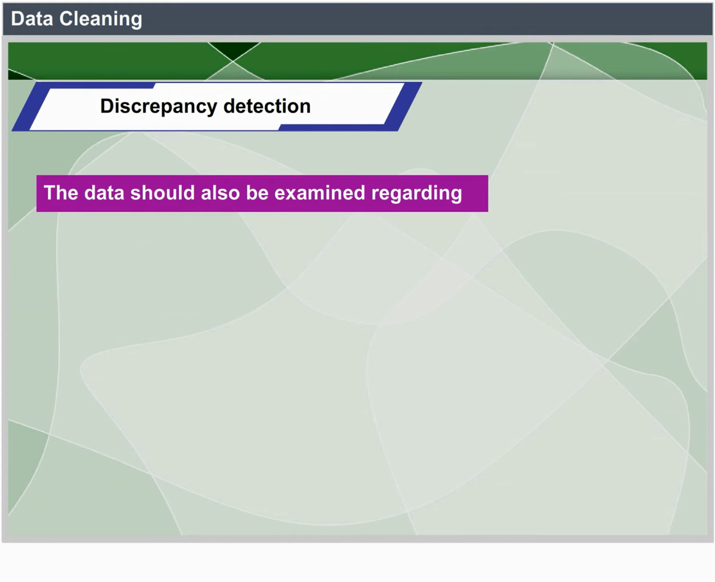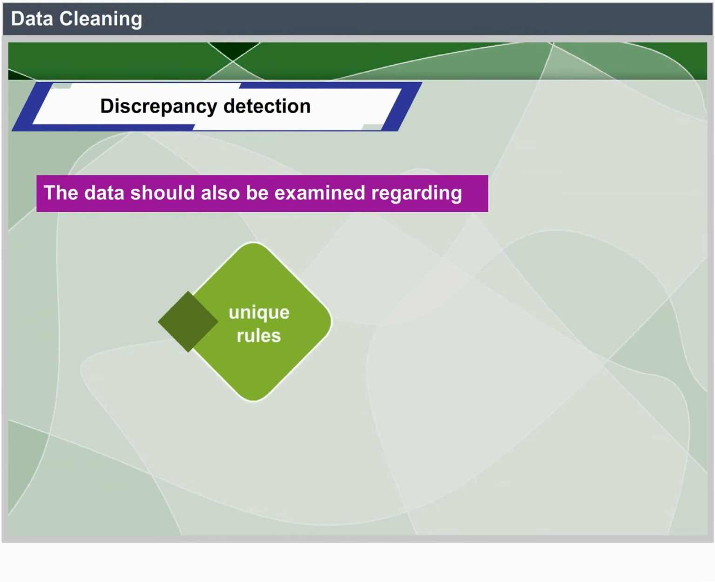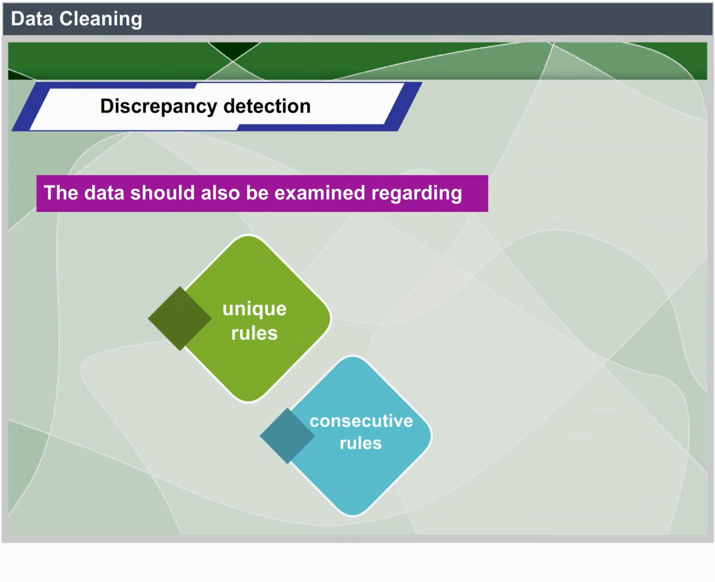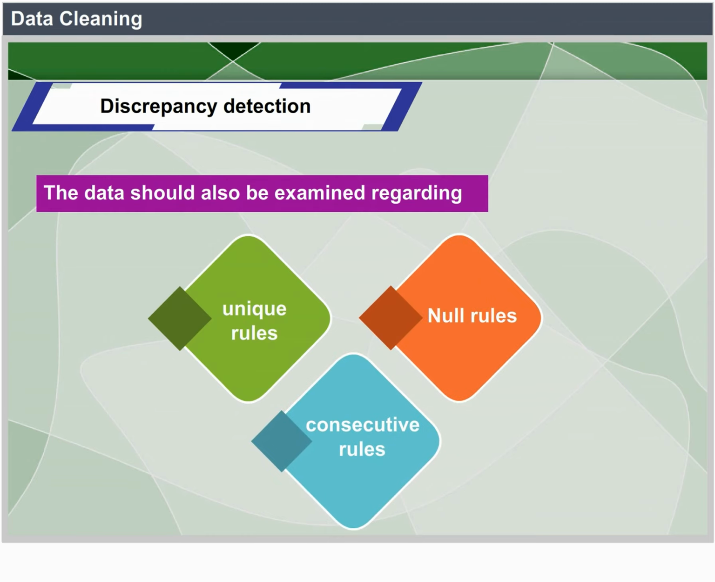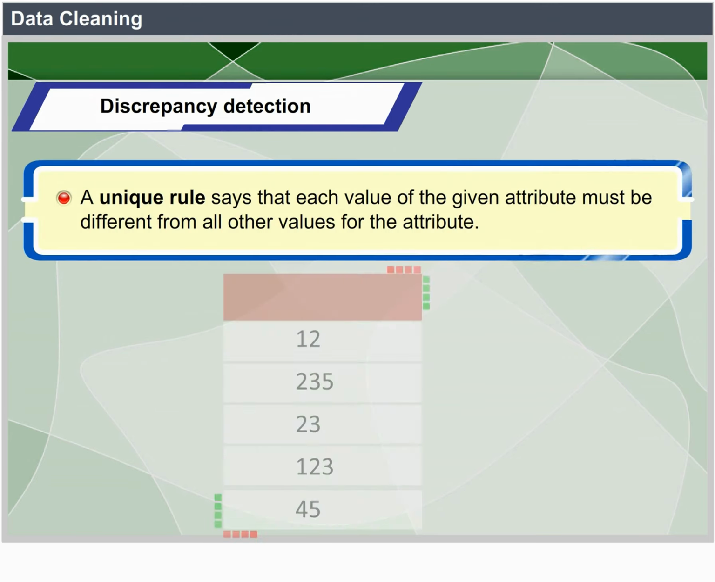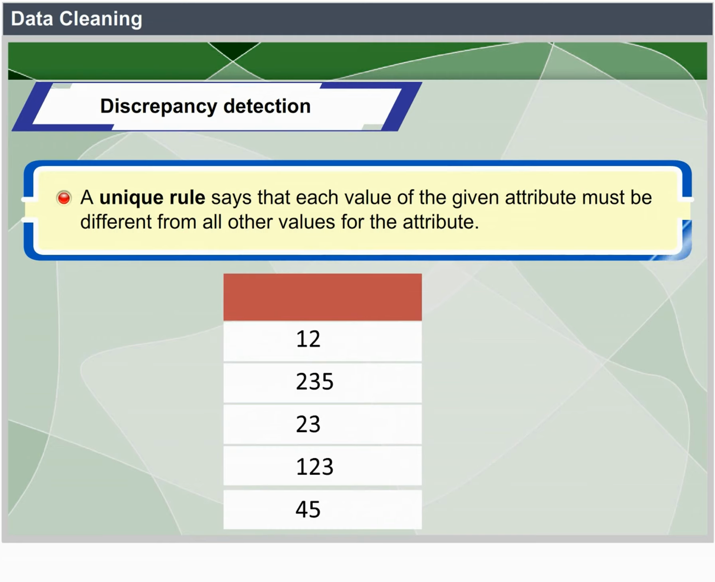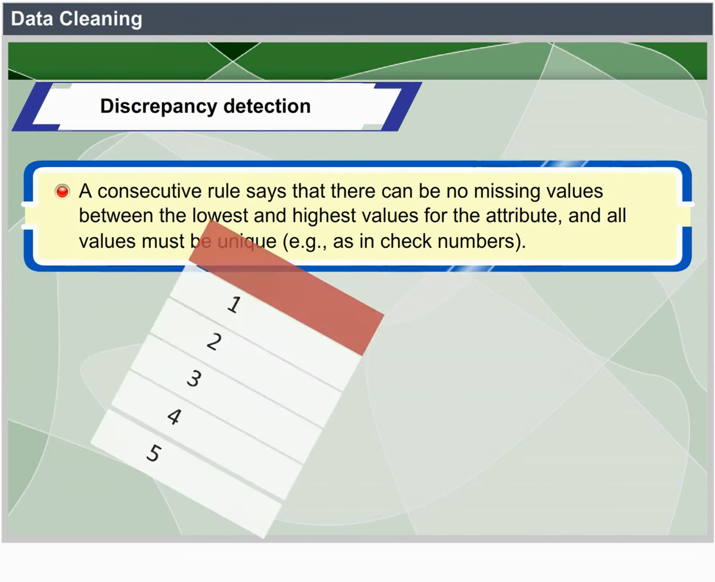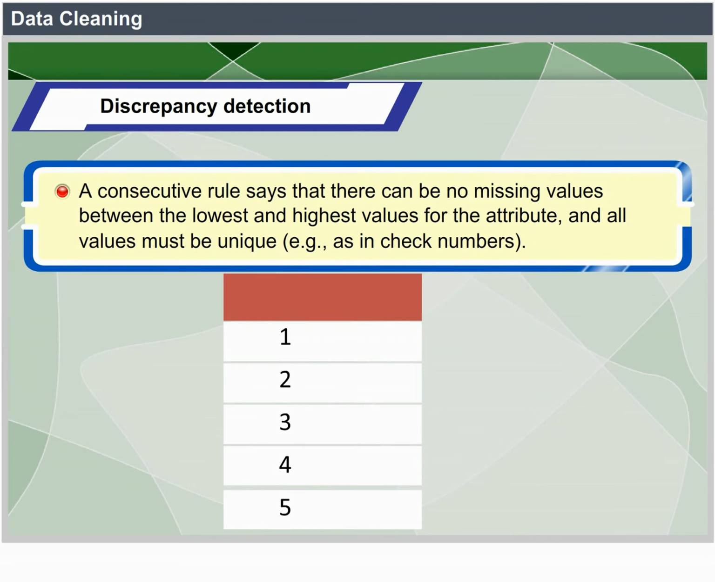The data should also be examined regarding unique rules, consecutive rules, and null rules. A unique rule says that each value of the given attribute must be different from all other values for that attribute. A consecutive rule says that there can be no missing values between the lowest and highest values for the attribute, and that all values must also be unique, as in check numbers.